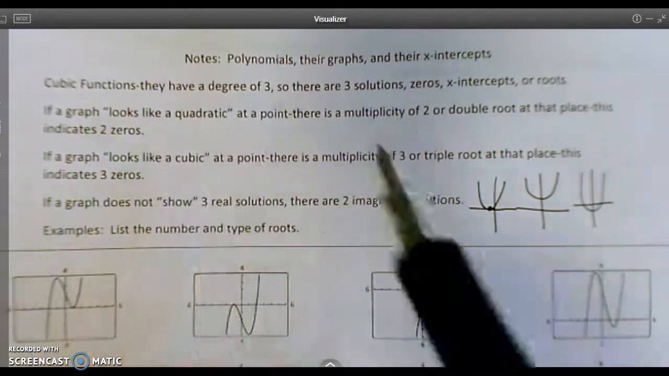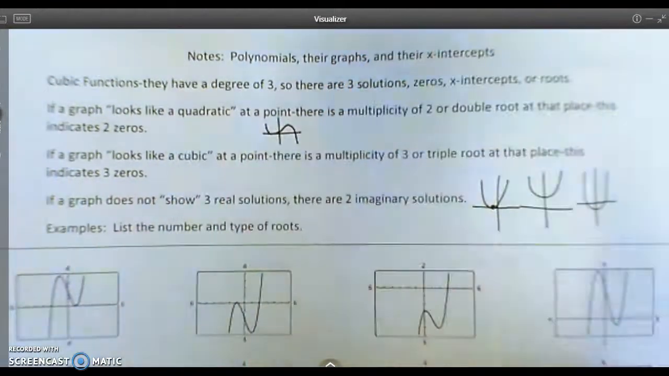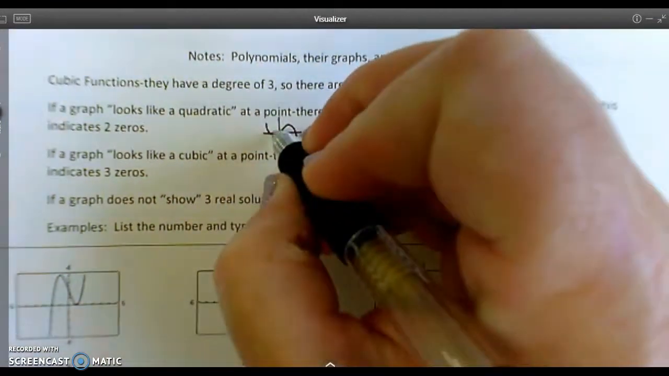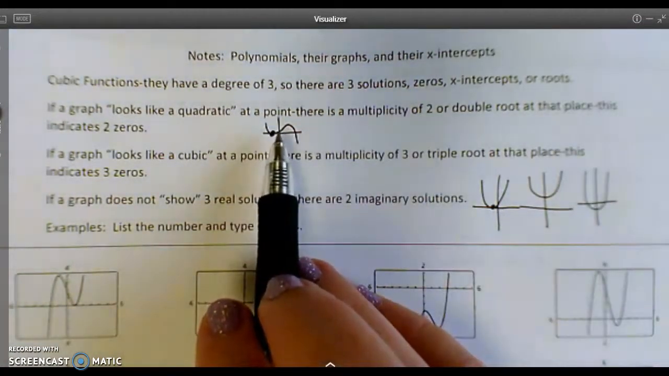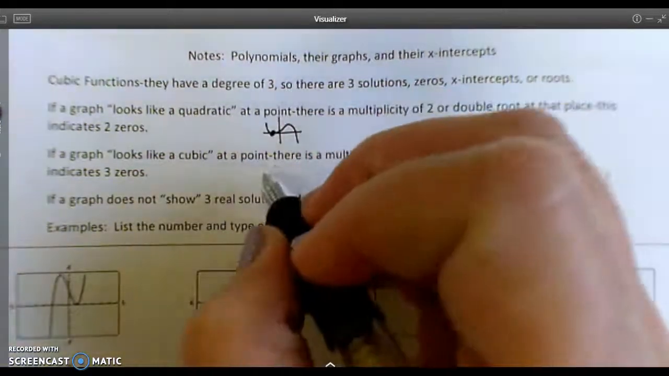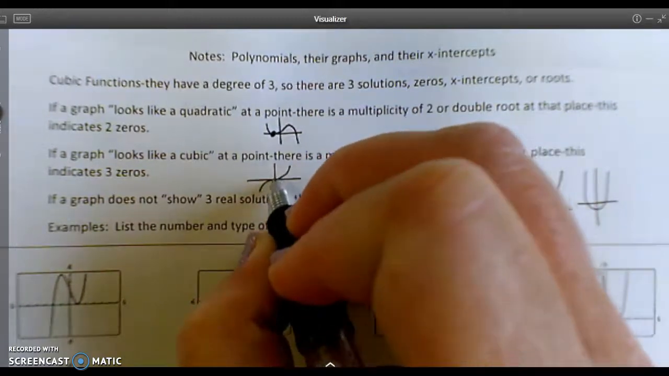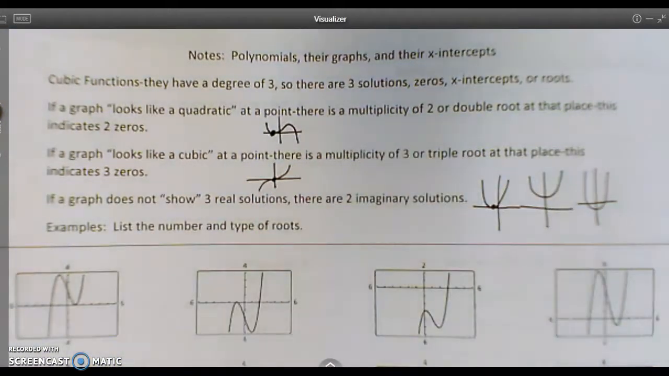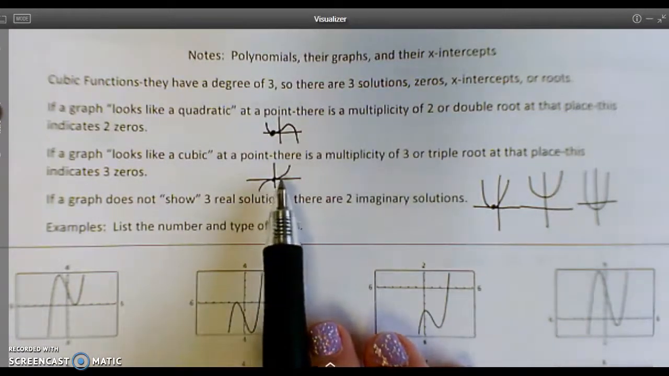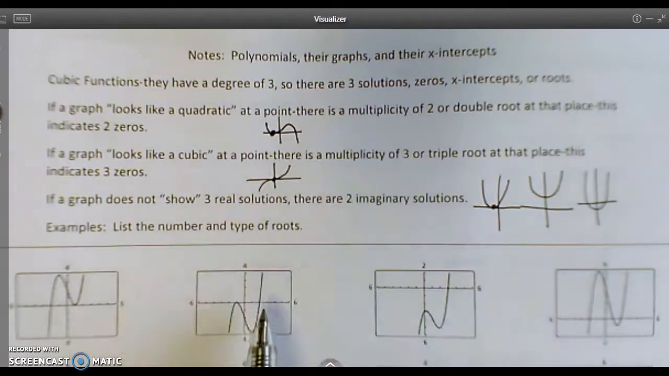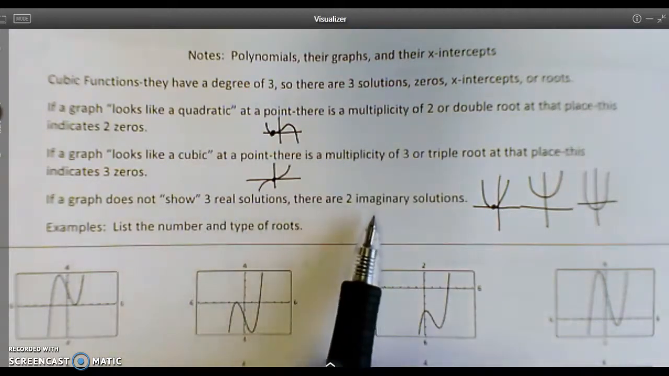Looks like a cubic, so maybe like that would be the cubic, but right here is the place that there would be a double root, because it kind of just sits there, okay? When it says looks like a cubic, it's kind of a weird thing, but it might look like this right here. Like it kind of goes through it and levels off and goes up. That's 3 solutions. So we call that a triple root. And if you can't see 3 solutions, that means there's going to be 2 imaginary solutions.